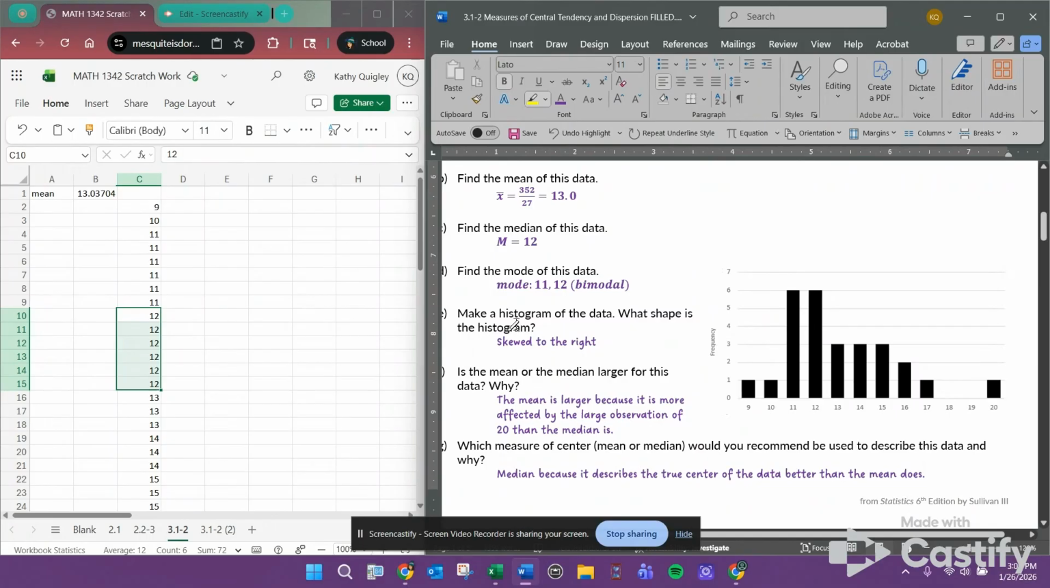We would want to report the median here because of the skewedness of this data. It describes the true center of the data better than the mean does because this data is skewed to the right.